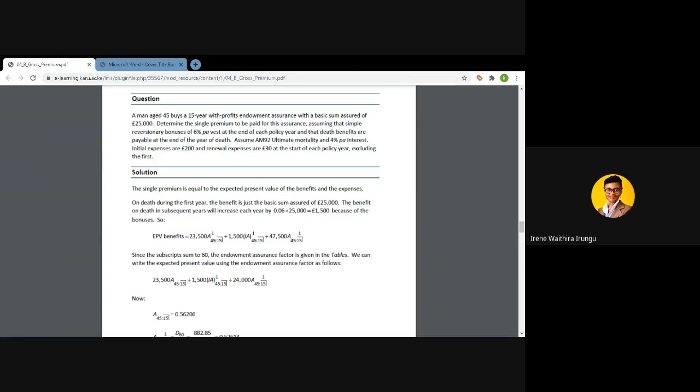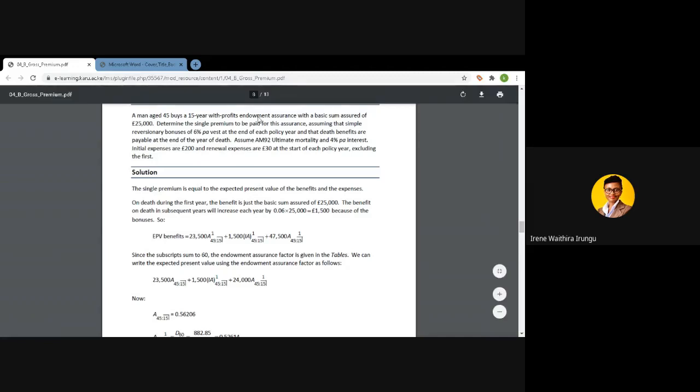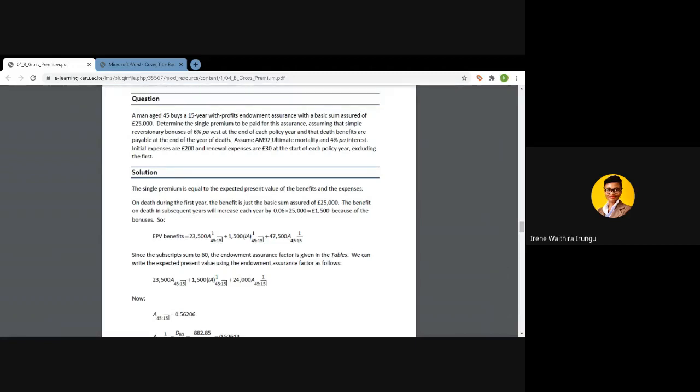So in this case, because we know an endowment can be paid in two ways, either upon death within the term or upon survival to the maturity of the term. And if death occurs within the contract, then it will stop accruing any bonuses. So we need to express our endowment in terms of the term assurance contract as well as the pure endowment contract, because these increments will only continue if this man is alive.